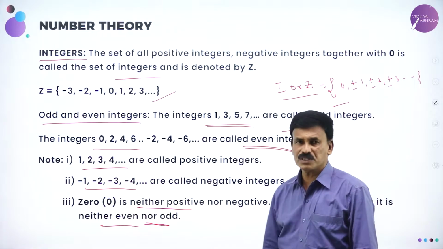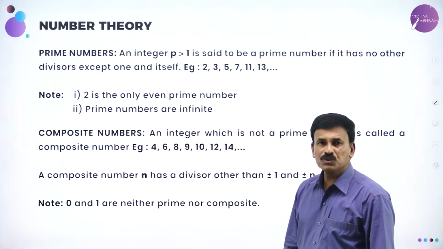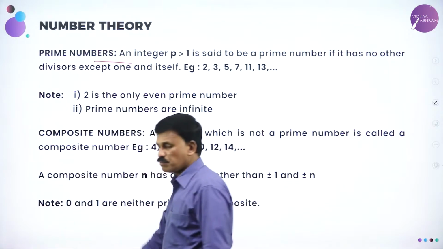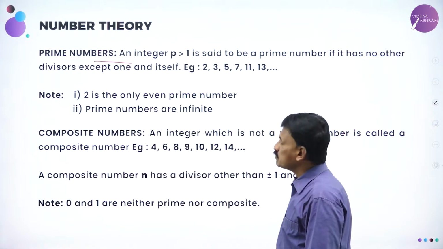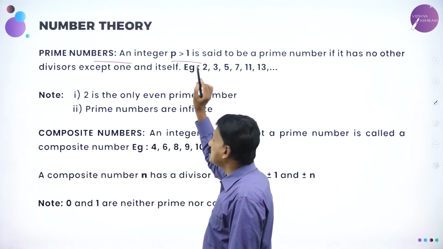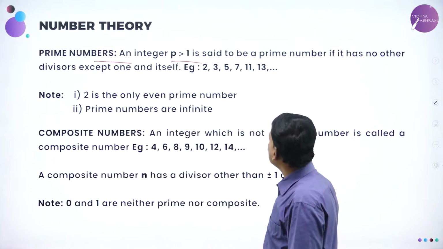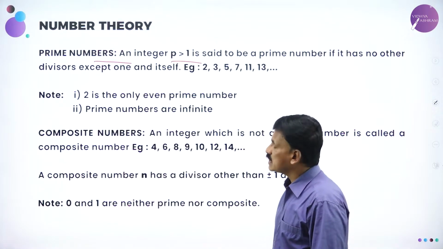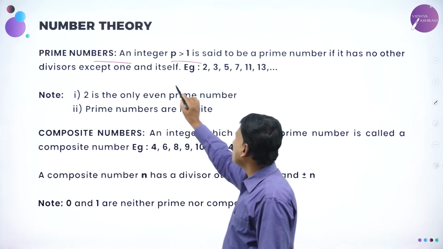Okay. Now, let us come to the very important concept that is called prime numbers. Prime numbers mean an integer p greater than 1. Here this is very important. An integer p which is greater than 1 is said to be a prime number if it has no divisor except one and itself.